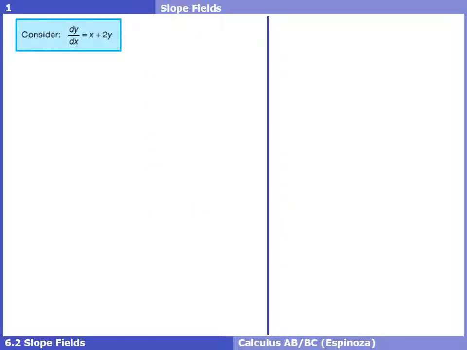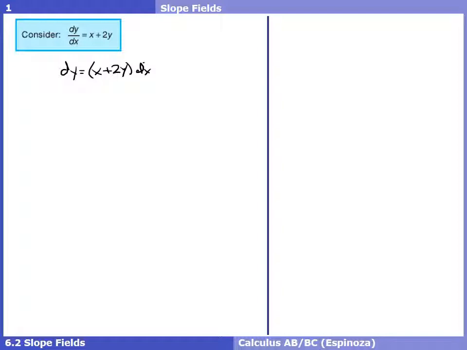Okay, so let's first consider this differential equation. dy/dx is equal to x plus 2y. If we were trying to do a problem like this back in 6.1, we would have needed to be able to separate it so that we could solve it. So can we separate this differential equation? Well, you'll notice if I take the dx and multiply it to the other side of this equation, which is a typical step we take, we would kind of be stuck here.